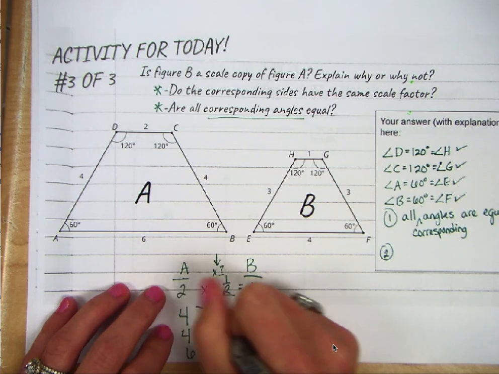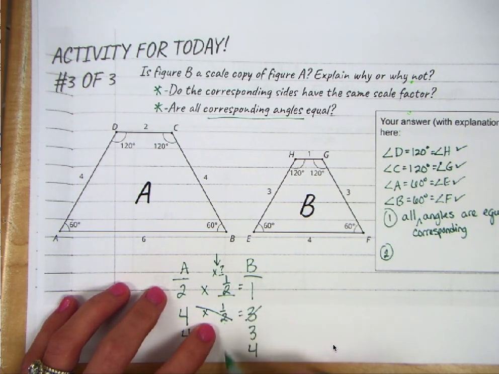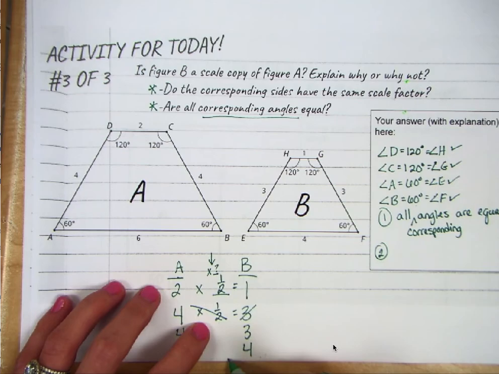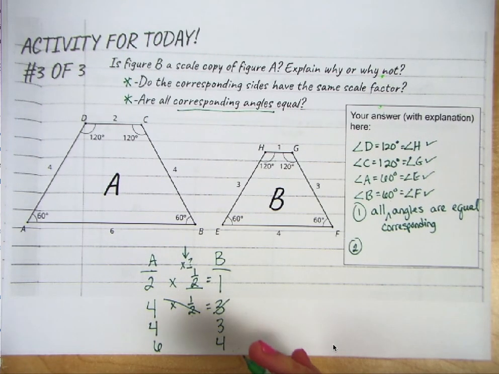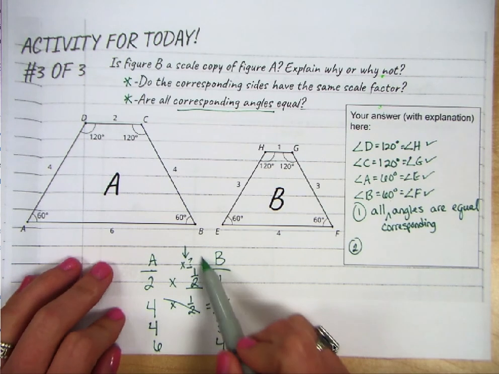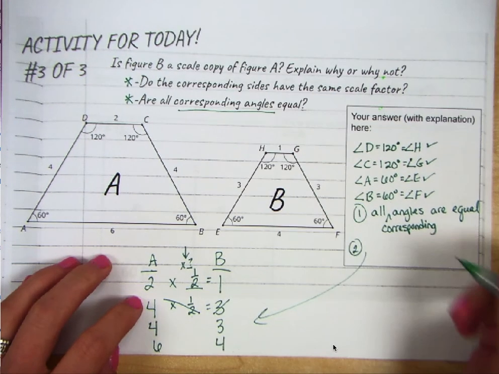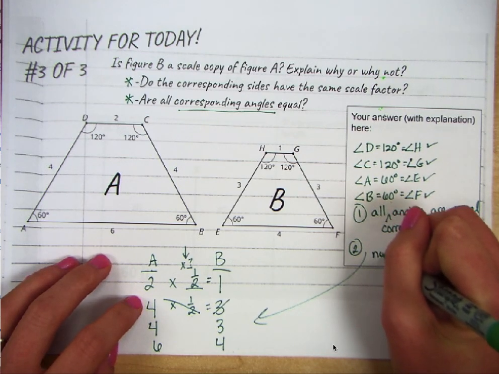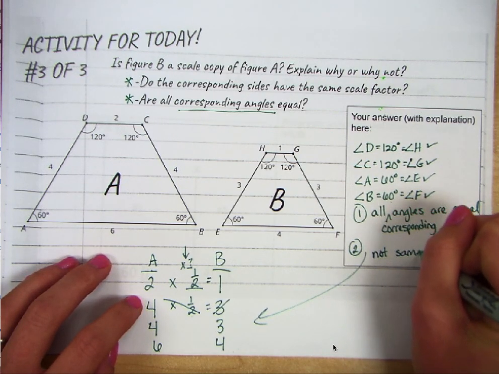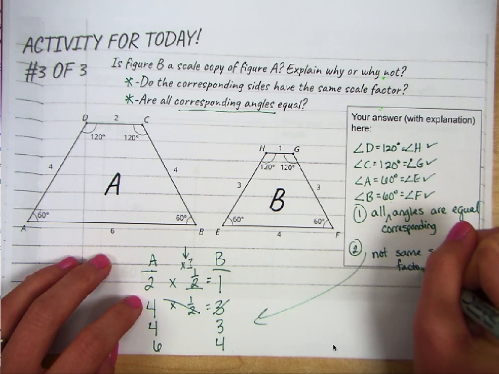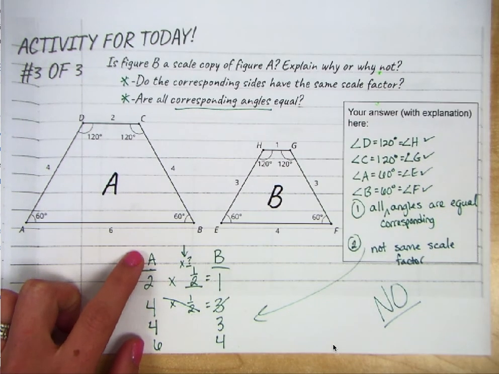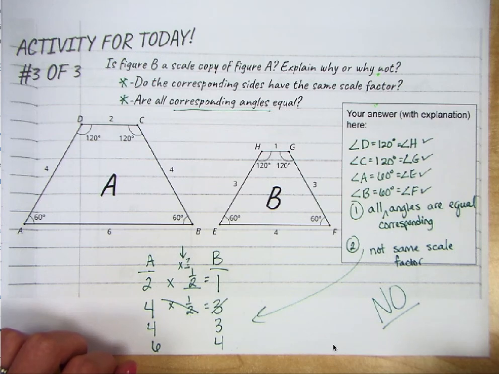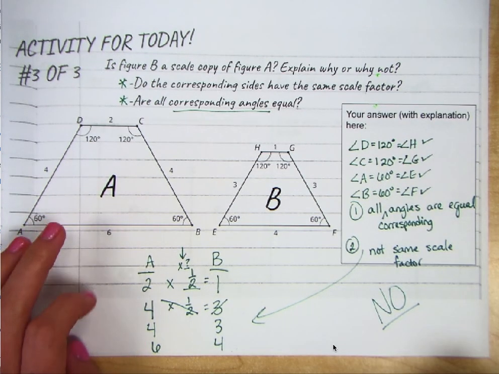Guys, if we know that this is not the scale factor for every single one, we don't have to do the rest of them, okay? So your work for this on the quiz, if it were not going to be a scale factor or if it was going to match up, this would be your number 2. So for your number 2, you could say not same scale factor or something like that. And your work or your explanation for why it's not the same would be this. So no, they are not copies. So this would be your explanation, okay?